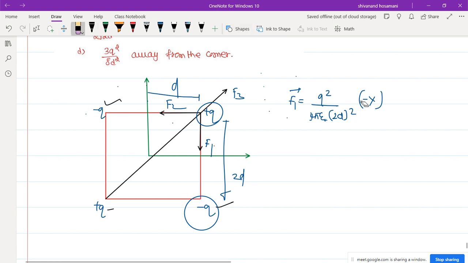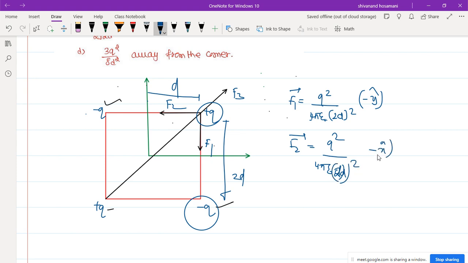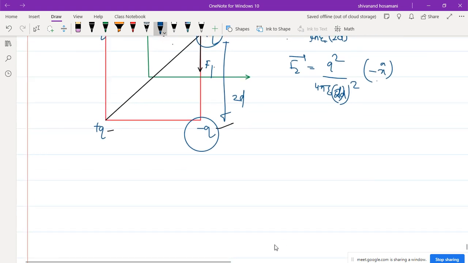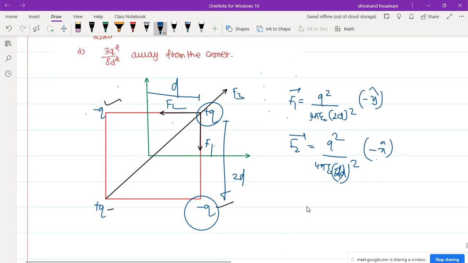So this is along the negative y direction, or y cap as well, because it is a vector, so y cap. Then what about the F2 vector? The F2 vector is equal to the same q square by 4 pi epsilon naught, and this is also 2d whole square, but it is acting along minus x cap. Then what about F3?